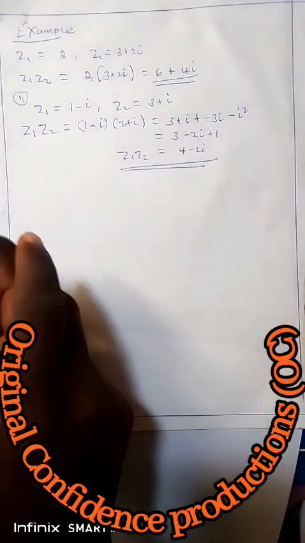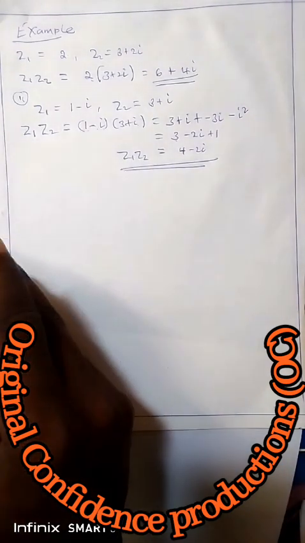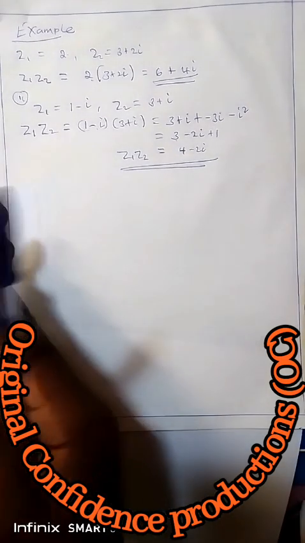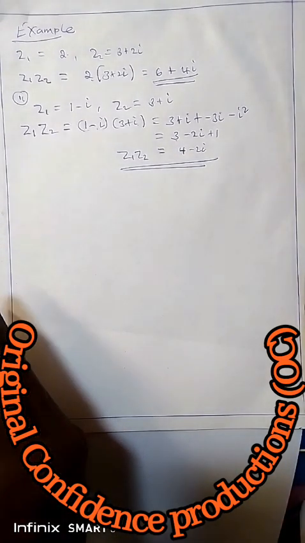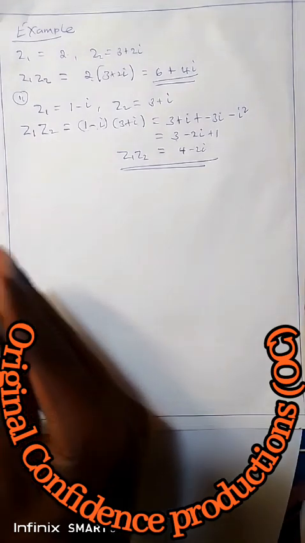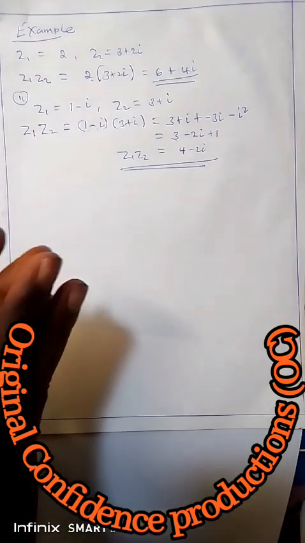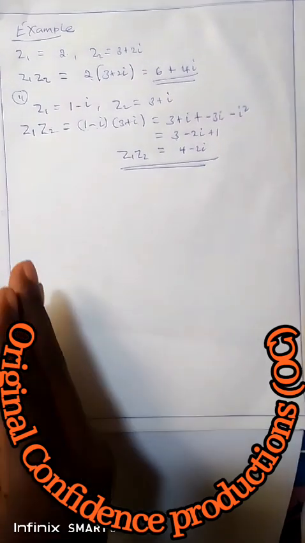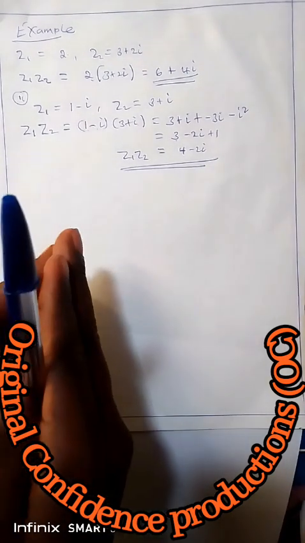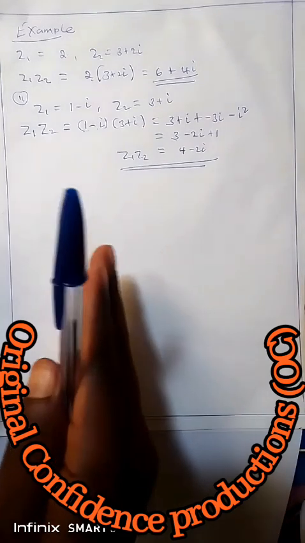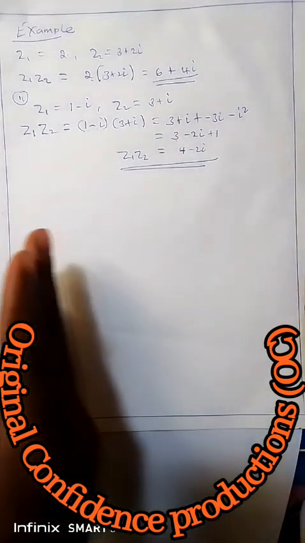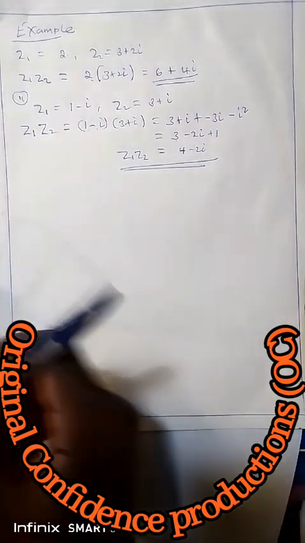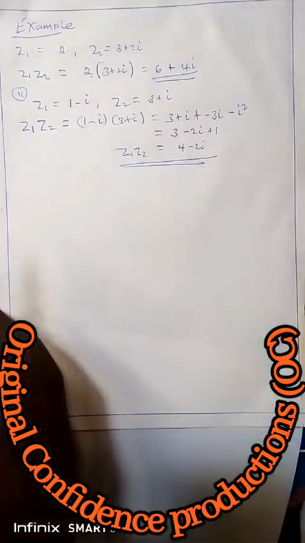We have not looked at division yet, but what we have seen is that when you calculate these numbers, you end up with a complex number. Whether you are adding, the resultant answer will be a complex number with the real part and the imaginary part. Whether you are subtracting, you still get a complex number. Whether you are multiplying two complex numbers, the resultant answer will be a complex number with the real part and the imaginary part.